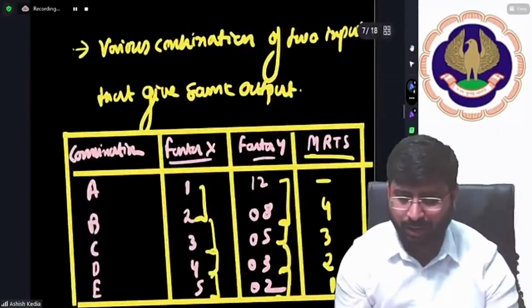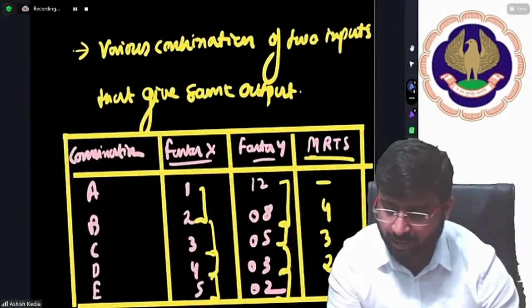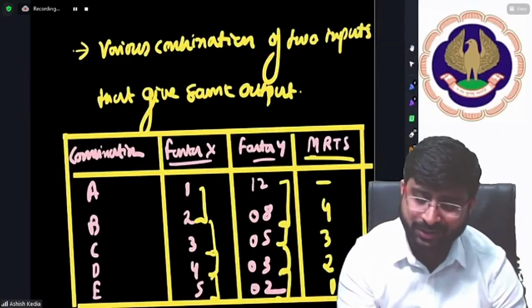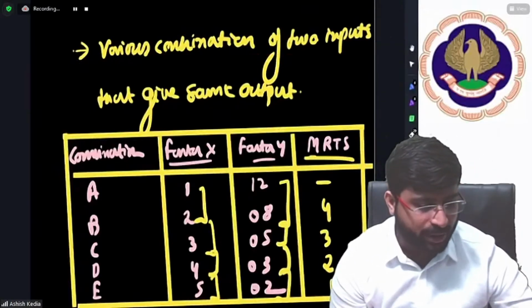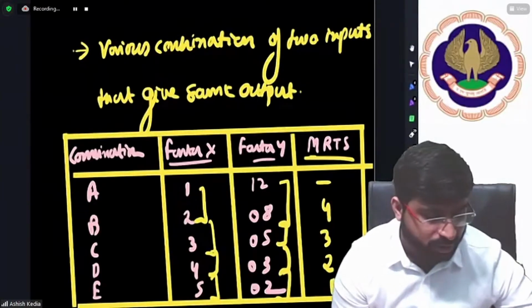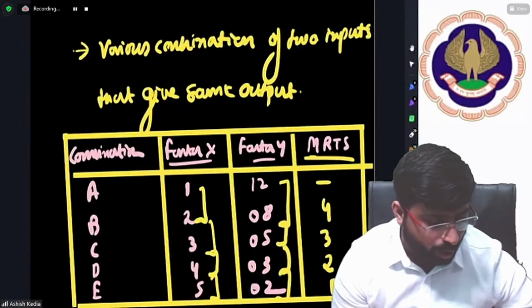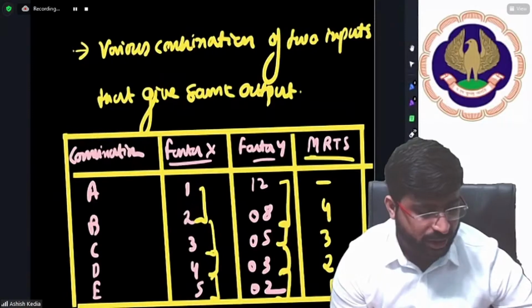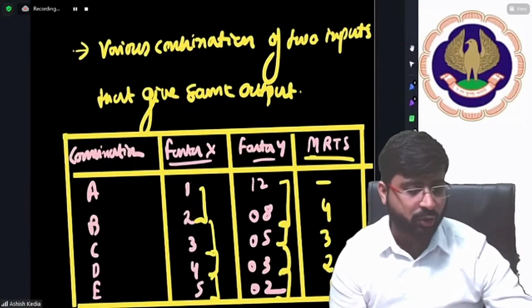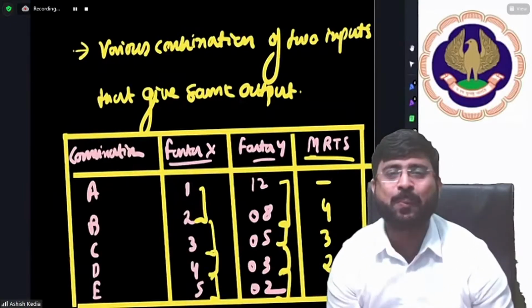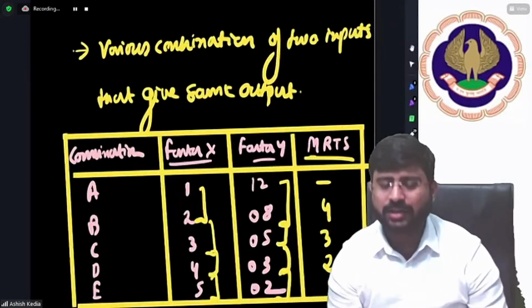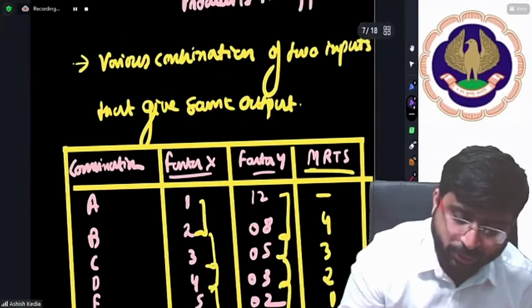If you have a look here, let me show it to you. What is written? Various combinations of two inputs that give exactly the same output. I repeat, various combinations of two inputs that give the same output. We are talking about that here. So that is what iso-quant is.